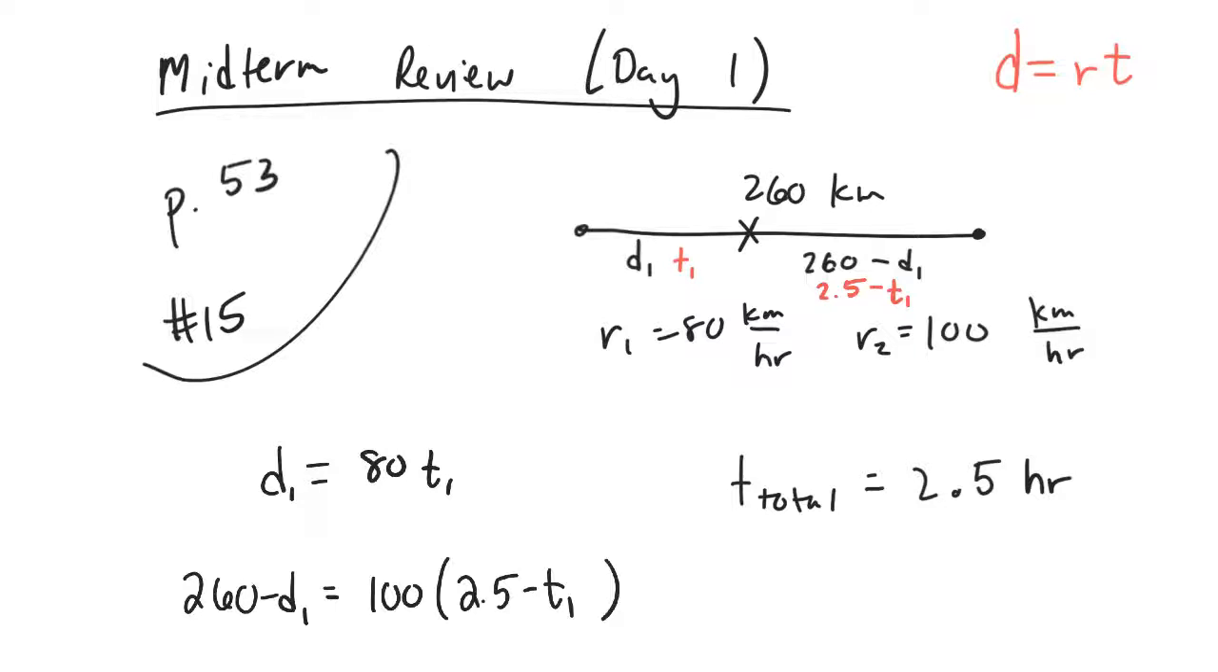How many equations? 2. How many variables? 2. So can I solve? Yeah. What am I solving then? What do we call this? 2 equations, 2 unknowns. What do we call it? System of equations.